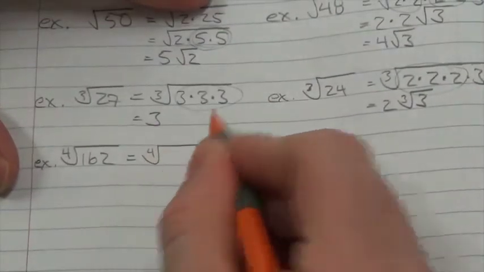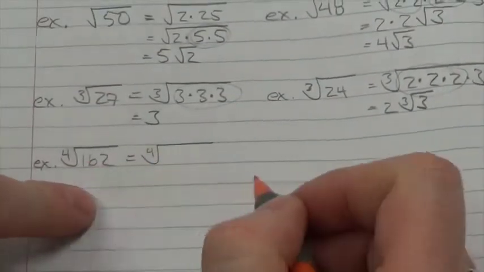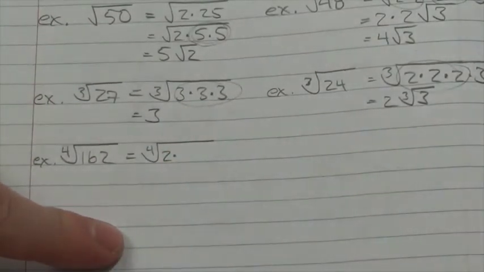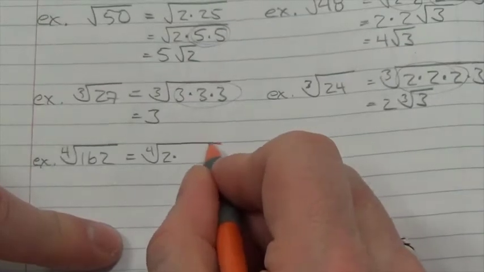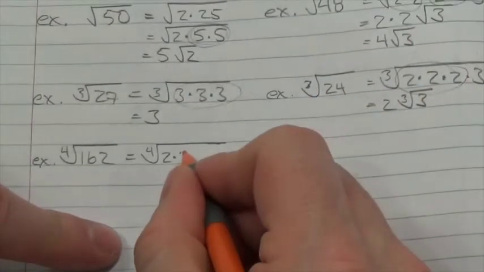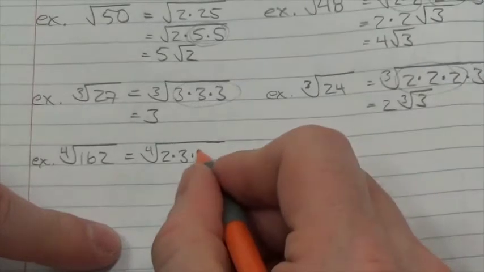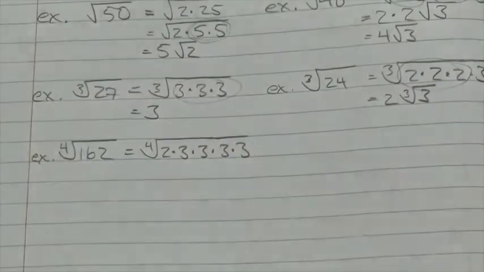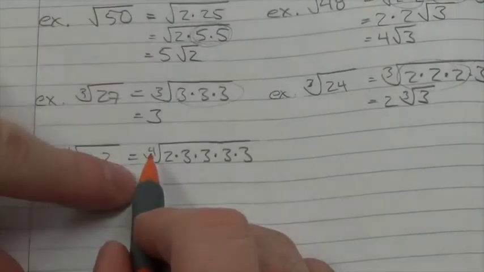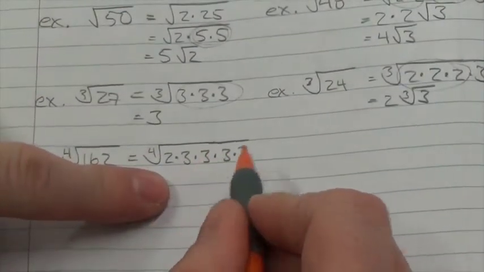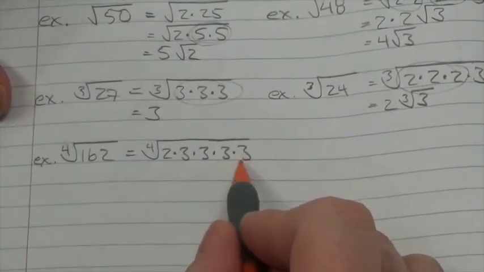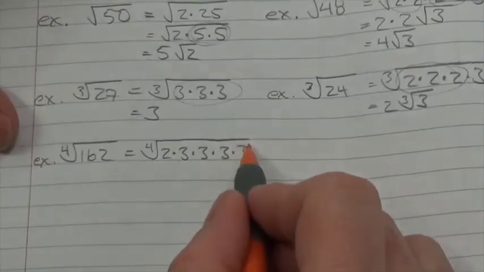Now, once again, let's tear this apart into its prime factors. 162 is divisible by 2. That's going to be 2 times 81. 81 is not divisible by 2, but it is divisible by 3, which gets me 27, which is divisible by 3, which gets me 9, which is divisible by 3, and that gets me a 3. Now, because I'm looking for the fourth root, I am looking for a group of 4 identical factors. Length, width, height, and whatever that fourth one would be. But altogether, that group of 4 gets spit out.